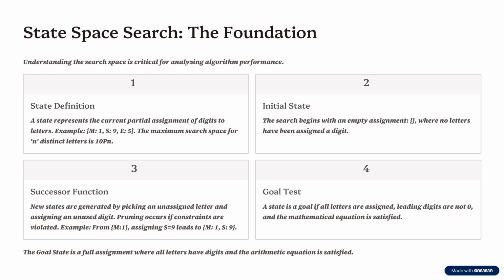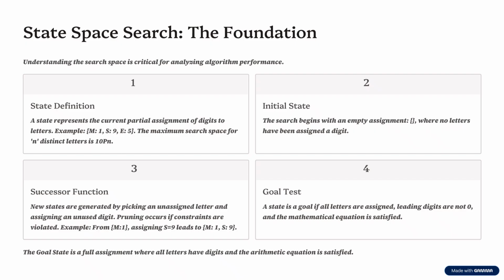Now, before solving the problem, let's get a brief look at the state space. Understanding this search space is very critical for analyzing algorithm performance. Let us first define what our state is. A state represents the current partial assignment of digits to letters. For example, M is 1, S is 9, E is 5. The maximum search space for n distinct letters is 10^n.